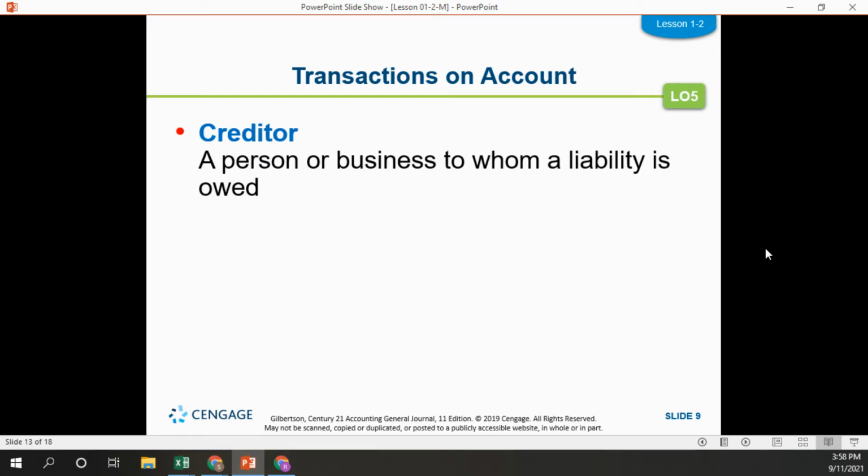A creditor is a person or a business to whom a liability is owed. A liability is when we owe someone: we bought something from them and didn't pay for it yet.